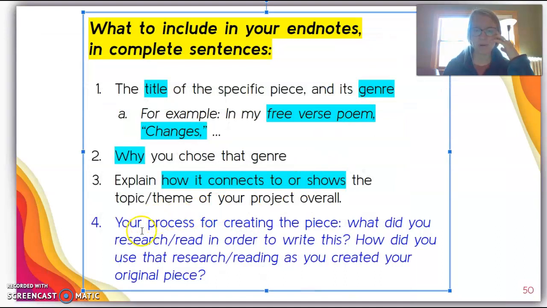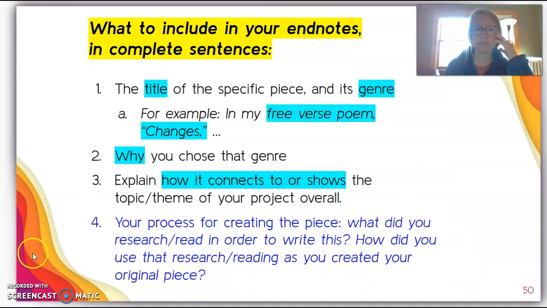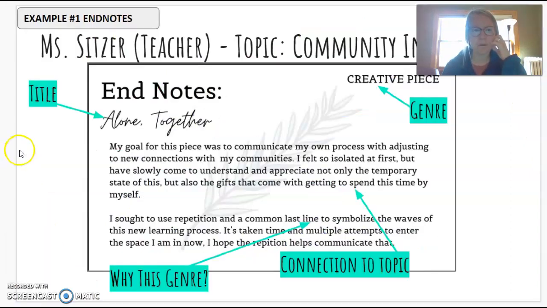And then lastly, what was my process for creating the piece? Did I do any research or reading online in order to write this? How did I use that reading as I created that original piece? Let's look at a couple other people's examples. As you'll notice, I have not actually created my endnotes yet, so I'm going to do that after I look at some mentor texts. Okay, here's example number 1 from Miss Sitzer.